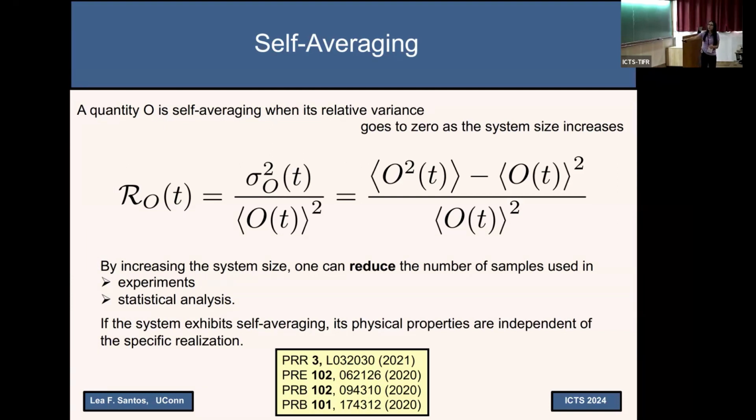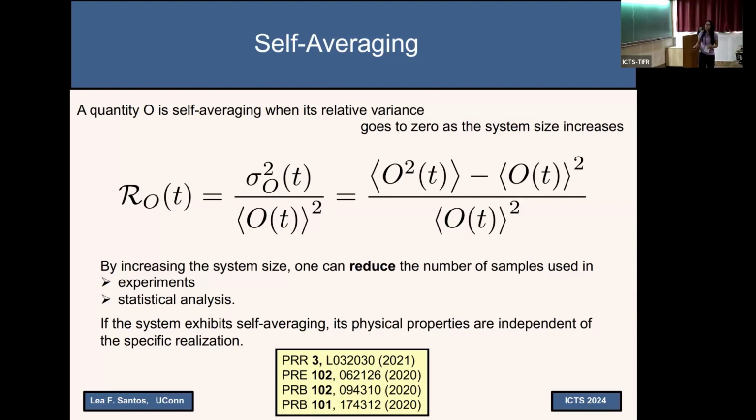As you increase the system size, you can reduce the number of samples, so very good if we are doing numerics, if you're doing an experiment. It means that the physical properties of the system do not depend on the realization that you picked. Great. If this is not satisfied, then you're in trouble. You have to keep doing big averages, even when the system is very large.